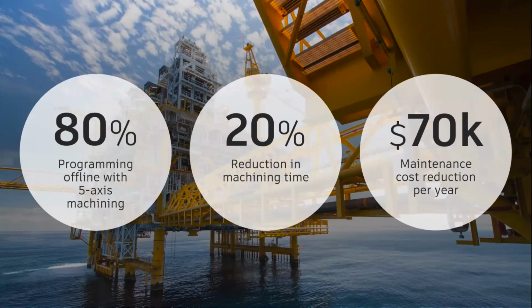This is just an example from an oil and gas customer focused on providing downhole solutions globally. They wanted to improve their operational efficiency and machine utilization at their Dubai site. So we reduced offline programming by 80% with the 5-axis machine, and improved machine efficiency by 20%. We have software which they were using previously, which has saved them $70,000 in maintenance cost reduction in that particular year.